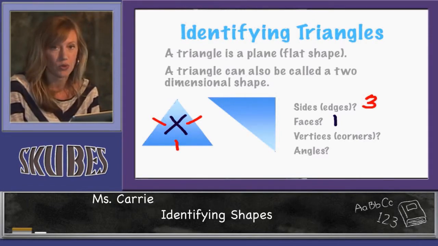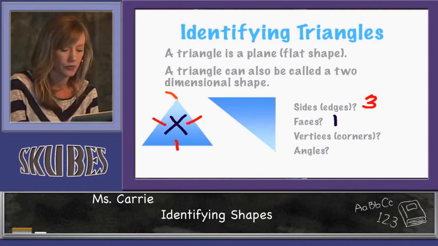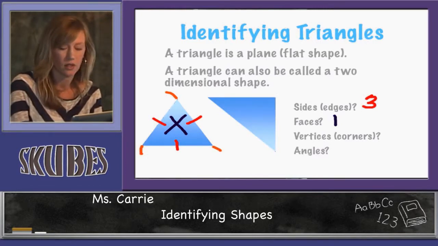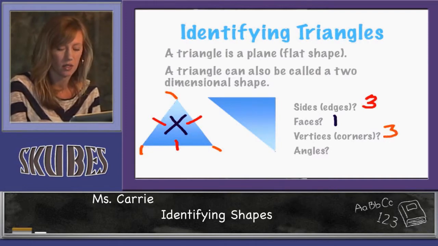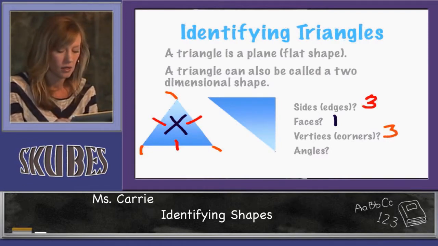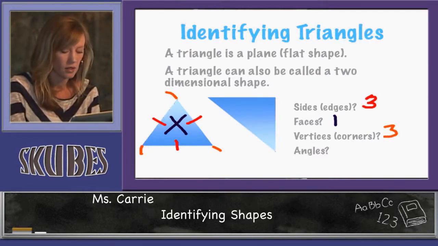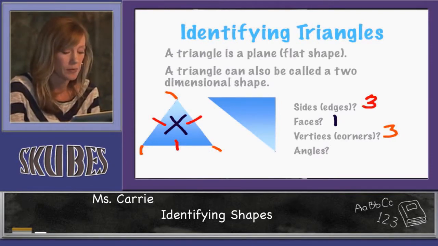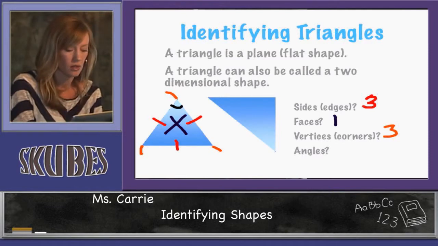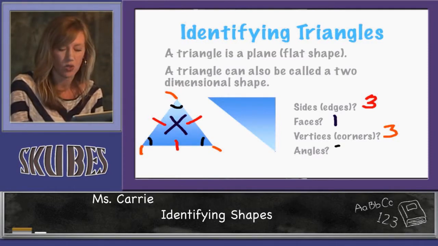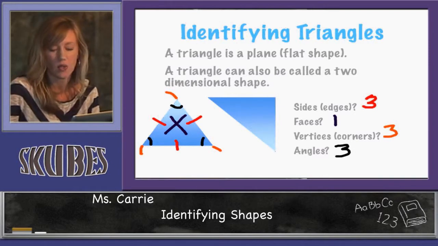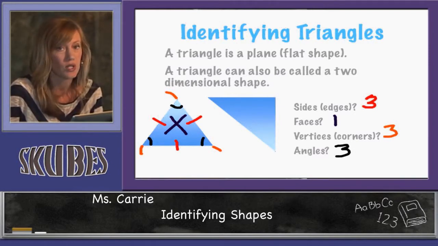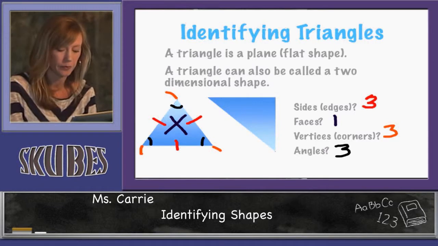Now let's count up the corners or the vertices. 1, 2, 3. It has 3. And the angles. Remember, that's the space where 2 lines meet. There's one here, and one here. So a triangle has 3 sides, 1 face, 3 corners or vertices, and 3 angles.